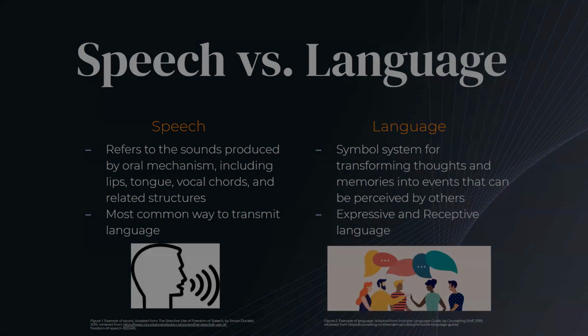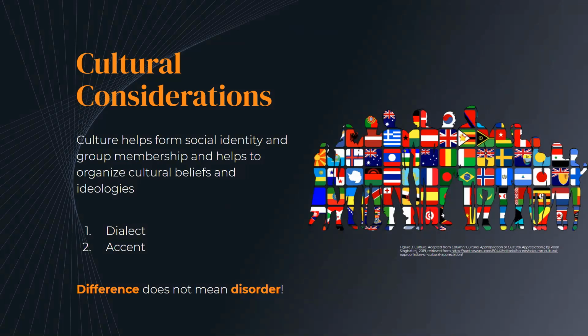All right. But there are also a lot of cultural considerations that must be made regarding speech and language, specifically that cultures help form social identity and group membership. It also helps organize cultural beliefs and ideologies. Two very common things to look at when considering culture are dialect and accent. Dialect is referred to on a more basic level, like a Japanese, a Chinese, or an American dialect.